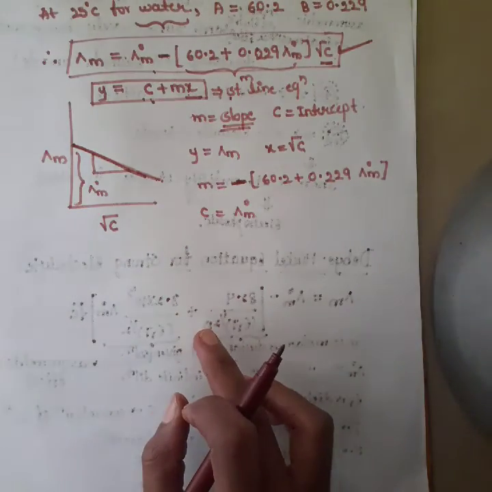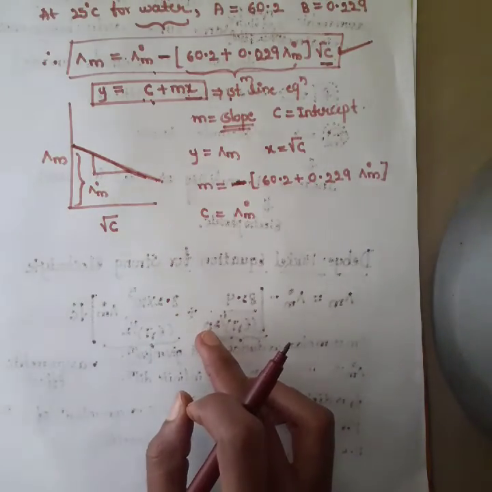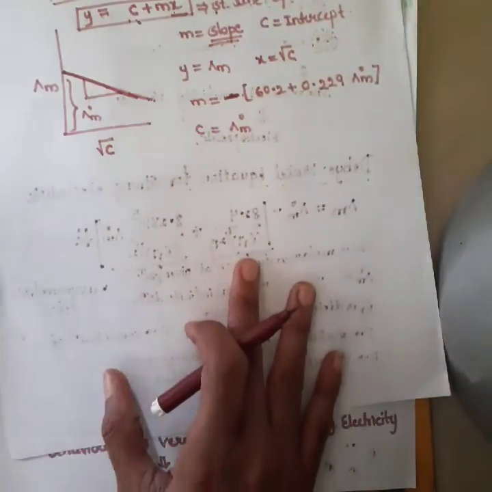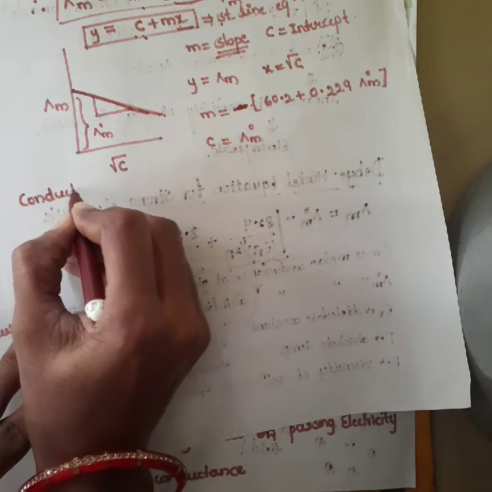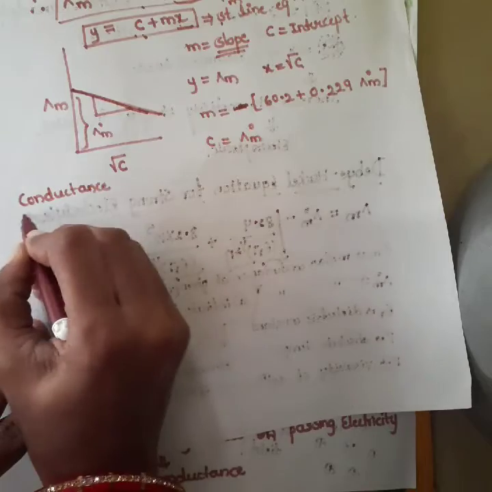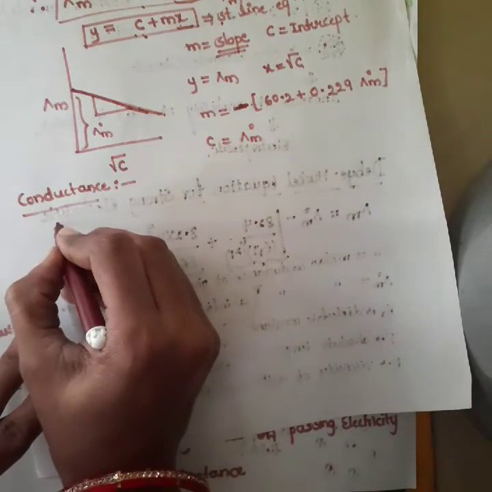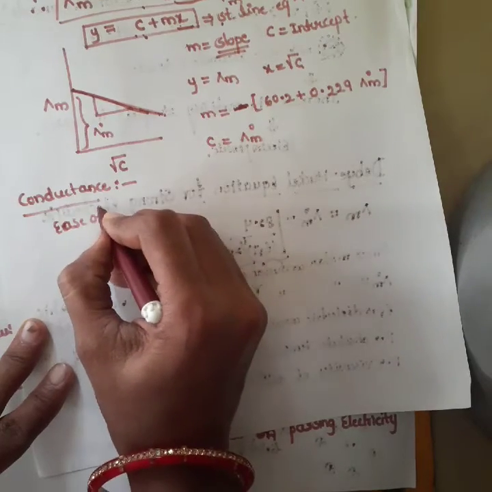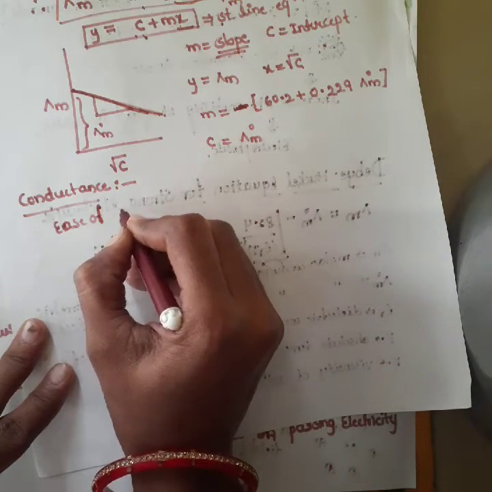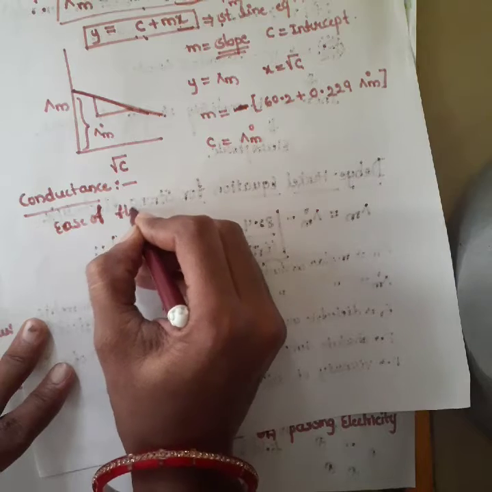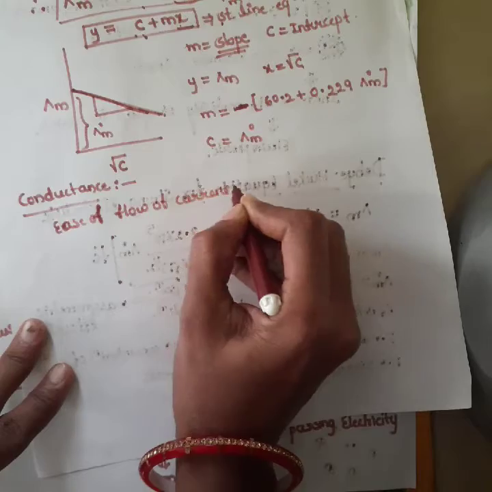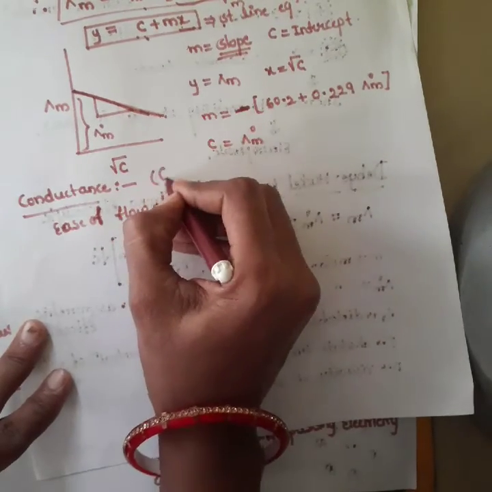Then we are continuing. What do you mean by conductance? I already explained what you mean by conductance. Conductance means ease of flow of current. Ease of flow of current is indicated by conductance. It is denoted by capital G.